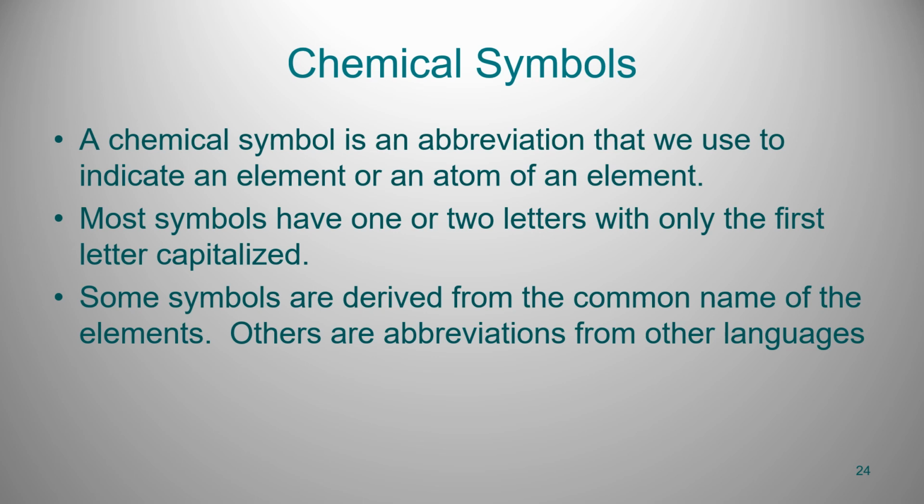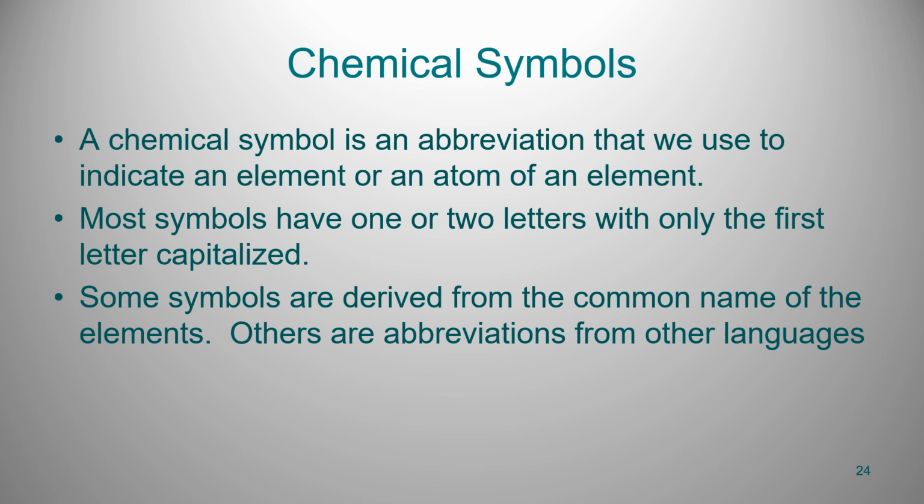So let's talk about the periodic table a little bit, chemical symbols. I've been writing them, but we haven't talked about them yet. A chemical symbol is just an abbreviation that we use to indicate the element or the atom of an element. Most symbols have one or two letters. The first one is capitalized, the second one is not capitalized.